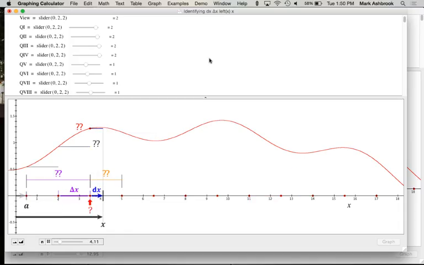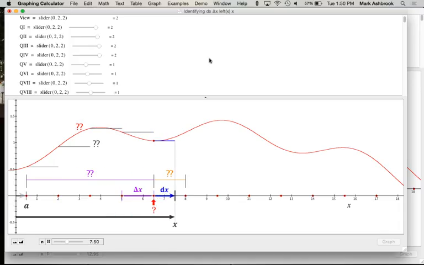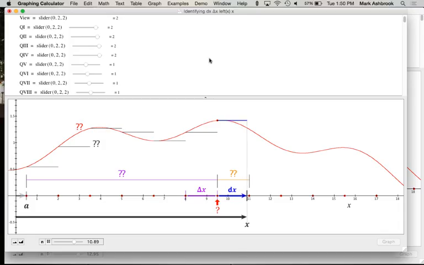Remember we said delta x is a parameter. Given our situation, it stays constant. It's how wide our moments are. But then dx varies within the width of delta x in the current interval.